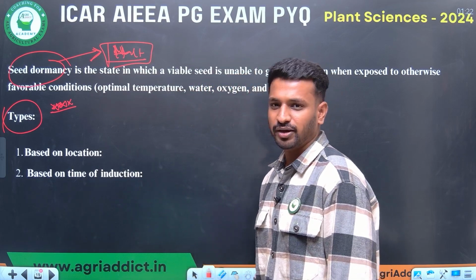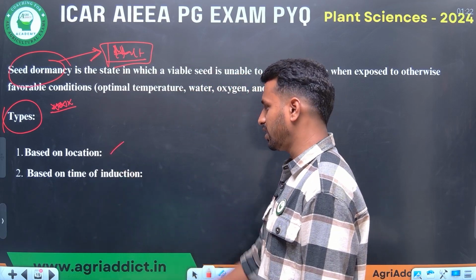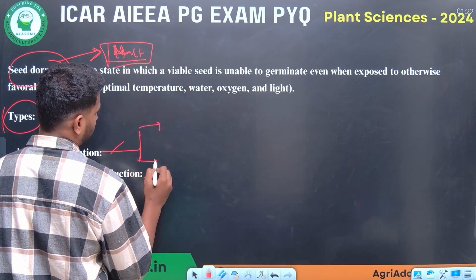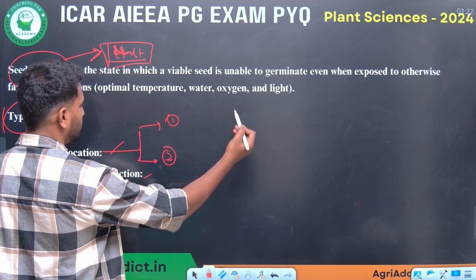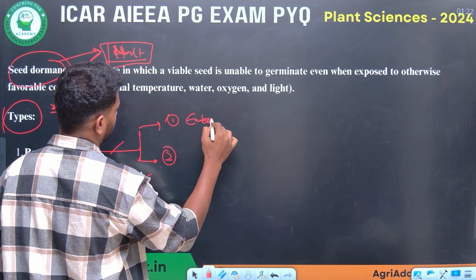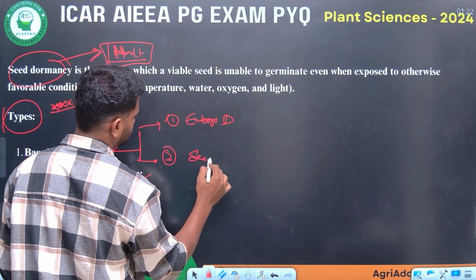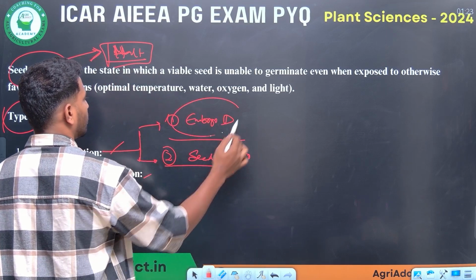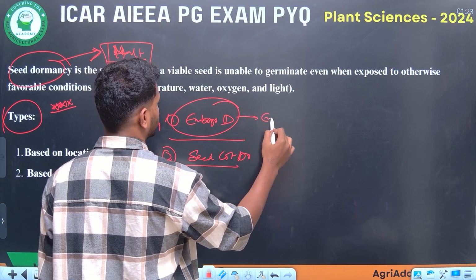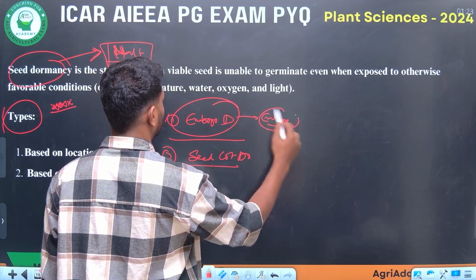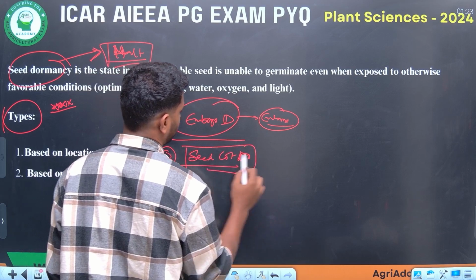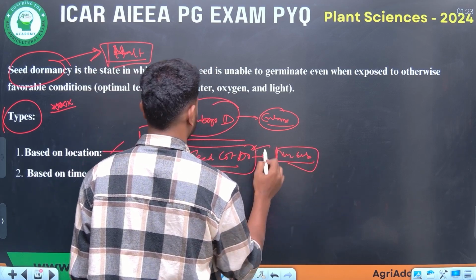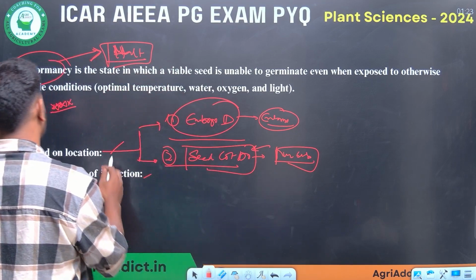So depending on the types, they are classified as based on location and based on type. Based on the location of the dormancy, it can be divided into two different types. I'm trying to give the simplest classification. Here it is embryo dormancy, and the second one is seed coat imposed dormancy. So this is based on the location. What does it mean? If the dormancy is because of the structures of the embryo, the location being the embryo, then it is embryo dormancy. If it is because of non-embryonic structures or the outer coverings, then it is called seed coat imposed dormancy.